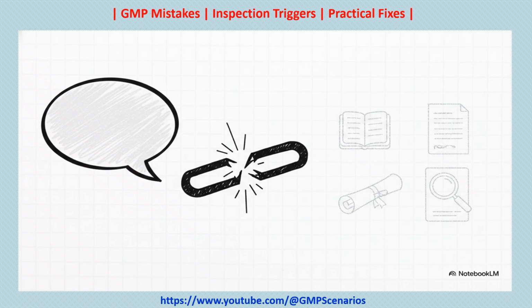And finally, the nail in the coffin: no evidence links. The report is making all these claims, but there is nothing, and I mean nothing, to back them up. No links to logbooks, no references to batch records, no mention of system alarms. It's all just one big assertion with zero proof.